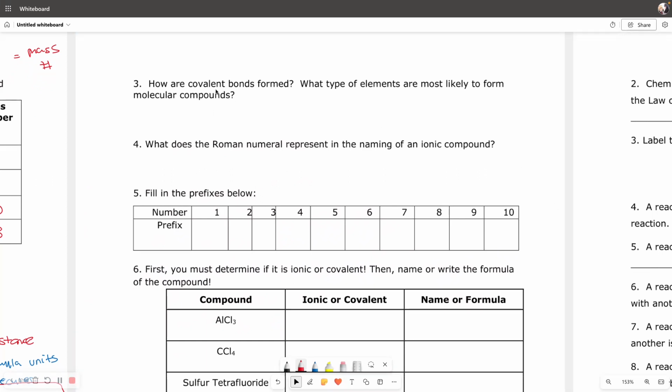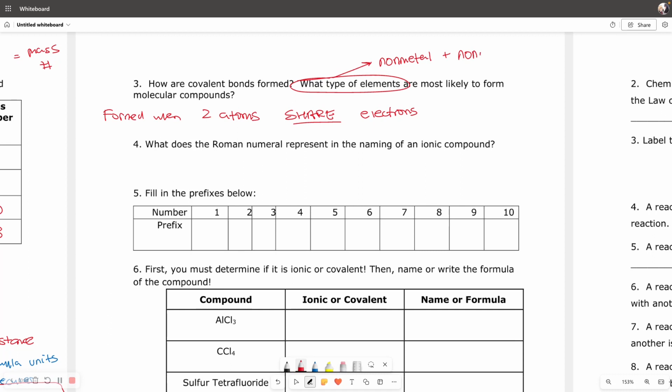How are covalent bonds formed, right? Covalent bonds are formed when two atoms share electrons. And they're typically, hold on, let me circle this one. They're typically nonmetals and nonmetals. Nonmetal. All right, there we go. So if ionics are a metal and a nonmetal, covalent bonds are nonmetals and nonmetals.